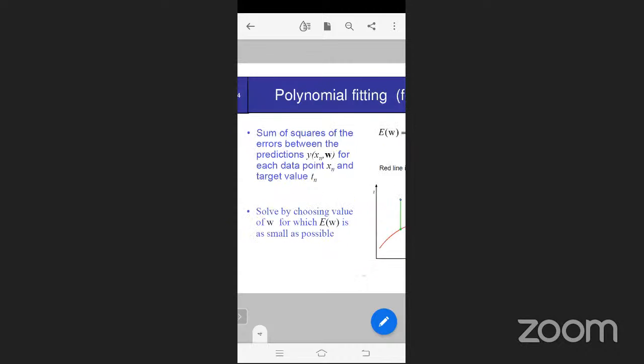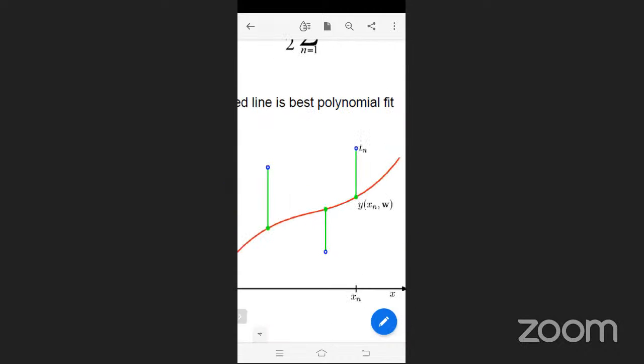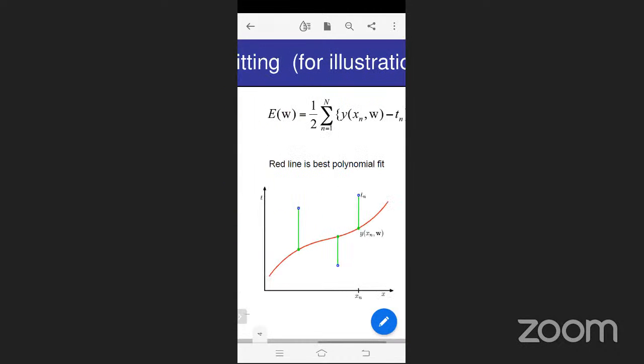I'm just expanding on this curve. I have a set of points which are marked in blue. Is everybody able to see the slide? Yes, sir. I have a set of points marked in blue, and then I have a red curve. Are you able to see both?